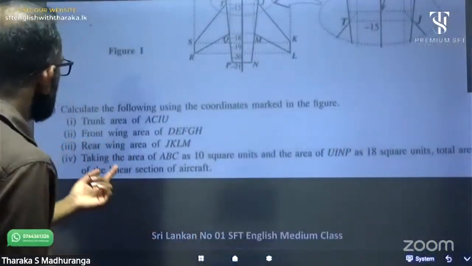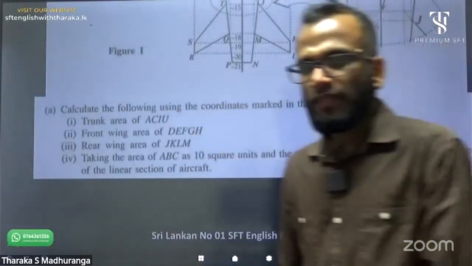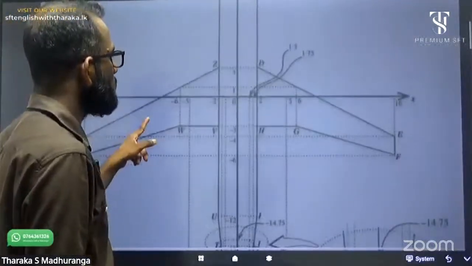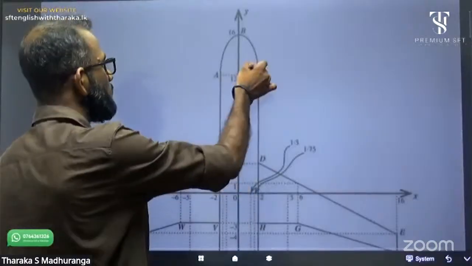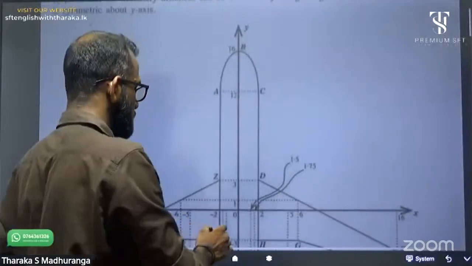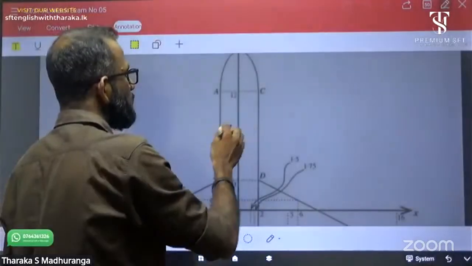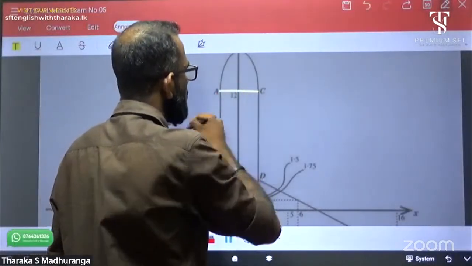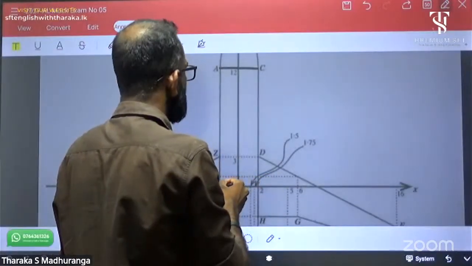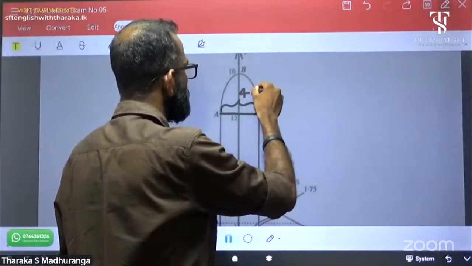Now question number 1, calculate the following using coordinates marked in the figure. The trunk area of ACIU, very simple. This is AC, this is IU. Using coordinates, you can find this distance, A to C. It is 2 and minus 2. Then it is 4, right? The distance is 4 units.